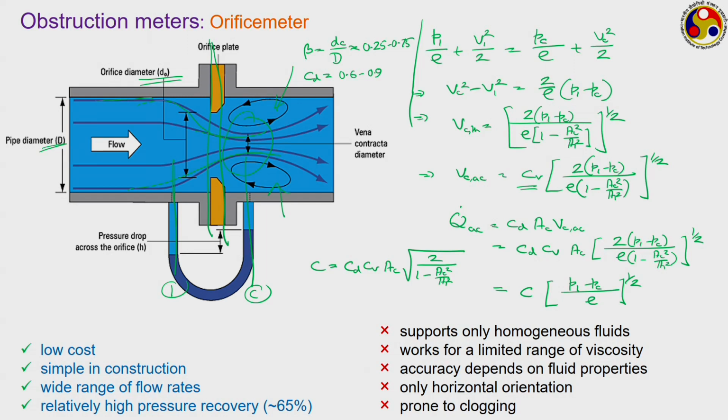Generally the orifice diameter is quite small, like the beta value that I have shown here. The beta can be only 1/3 to 1/4 of the actual pipe diameter. So, if there is some kind of dirt or soil elements present in the fluid, then that can easily block the orifice diameter.